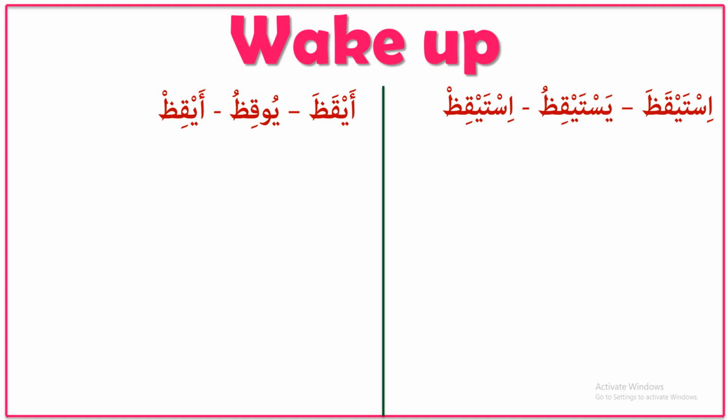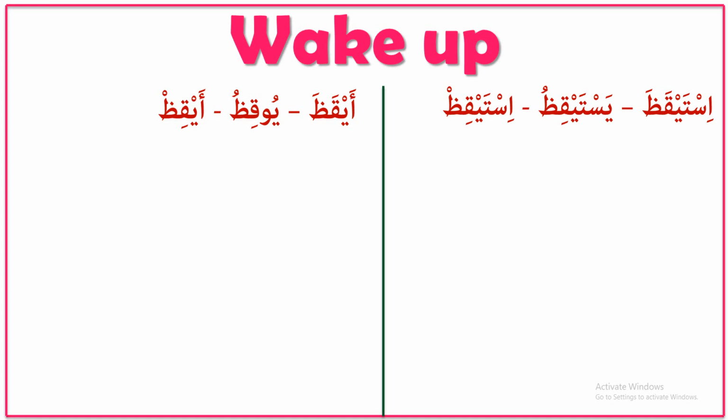Okay, and we have here أيقظ، يوقظ، أيقظ. أيقظ means you wake someone up, yani he woke someone up. يوقظ, he wakes someone up. أيقظ, wake him up. So this is the difference between these two verbs, between these two forms. استيقظ means he woke up by himself, but أيقظ means someone woke him up.